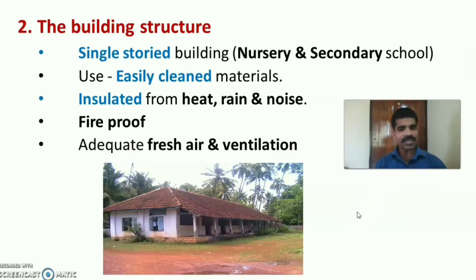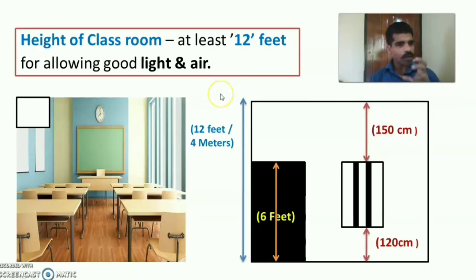Next is regarding the building structure. It should be a single-storied building for nursery and secondary schools. The material used for the construction of the building should be easily cleaned material, and it should be insulated from heat, rain, noise, etc. The school should have facility for fireproofing, and there should be facility for adequate fresh air and ventilation. For good light and air, the height of the classroom should be at least 12 feet according to the recommendation of the school health committee, to get adequate light and air circulation in the classroom.